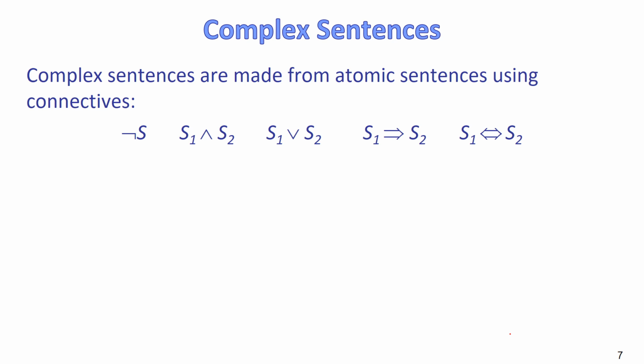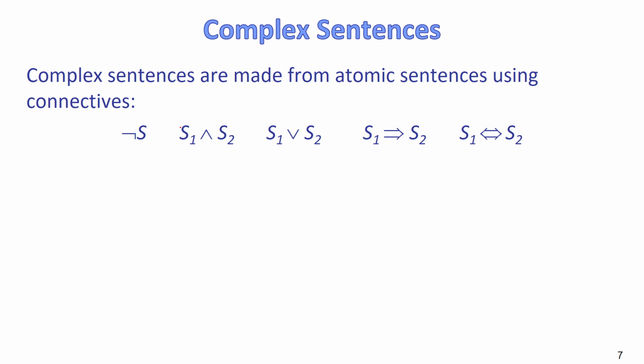Now we can compose complex sentences out of these atomic sentences. How? By the connectives that we all know about. So if I have a sentence S, I can create another sentence, not S.